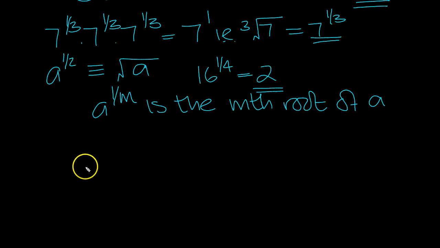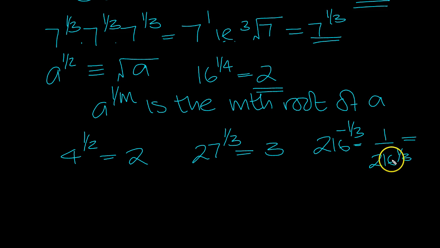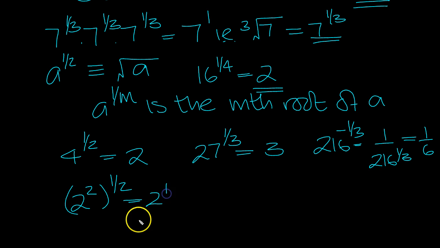Okay, so let's have a look at this then. 4 to the half is the square root of 4. 27 to the third is the cube root of 27, which is 3. 216 to the minus 1/3 is equal to 1 over 216 to the third, and that's 6 cubed, so the cube root of that is 6. The way we could work that out, if you wanted, is that 4 is 2 squared. So write that as 2 squared to the half. Power of a power, you multiply, you get 2 to the 1, which is 2. So that's how you could get to it using properties of indices.